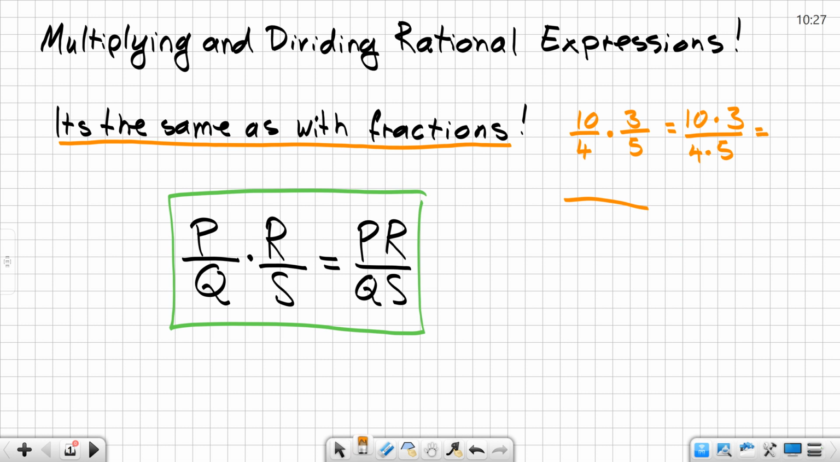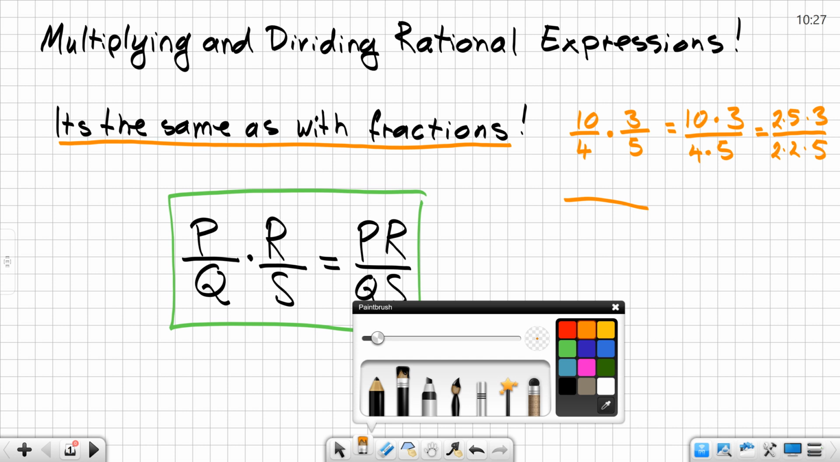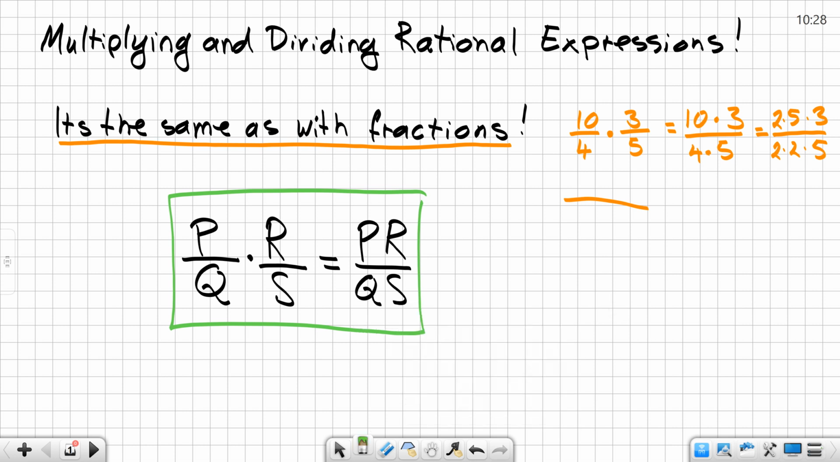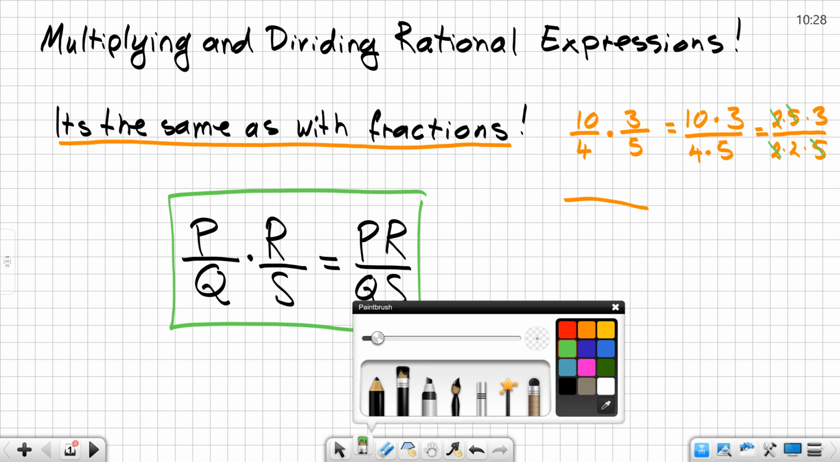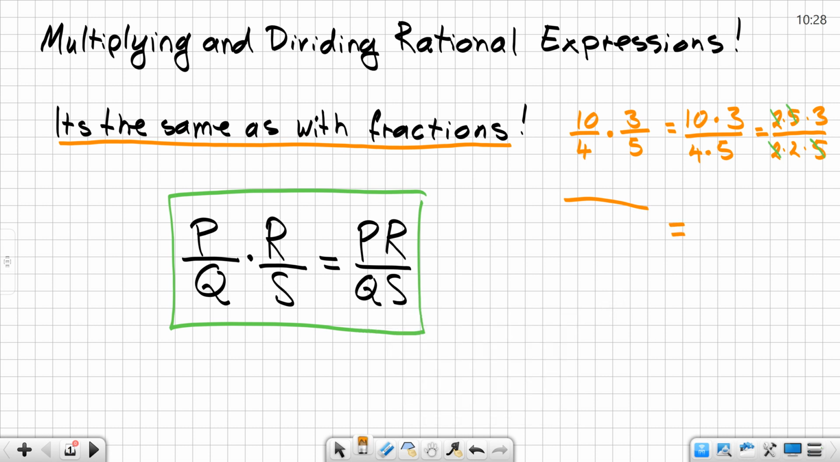So what I would do is, I look at the 10 and factor it, and I look at the 4, and I see that 4 can also be factored, because what is happening right now is that there are common factors in the numerator and denominator. Common factors cancel out, and I am just collecting the rest. So what is left here? 3 over 2.